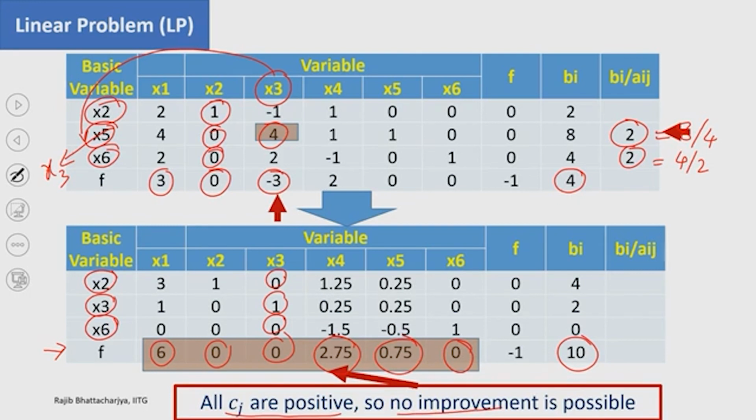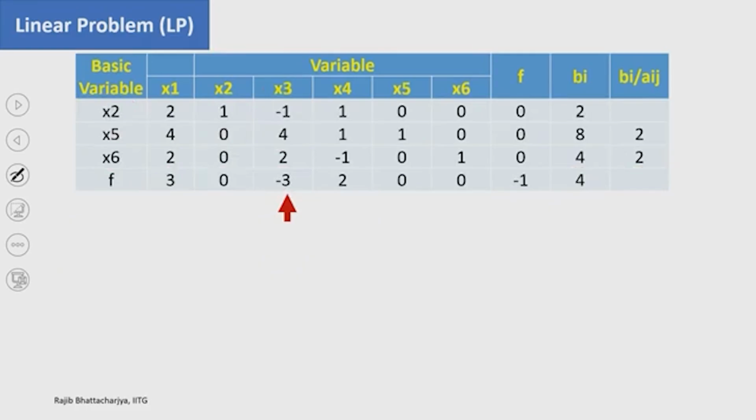So what you will do basically? You will look at the coefficient of the variable in the objective function, and if it is positive, okay, so no improvement is possible, that means you got the optimal solution. I hope this is clear.